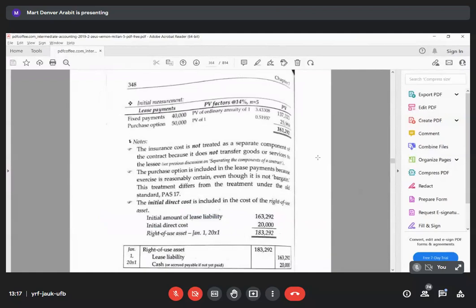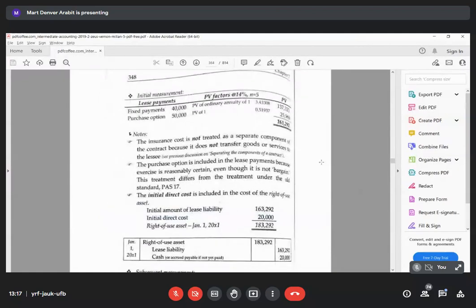So let's continue. So fixed payment, 40,000, which is the annual fixed payment. So kukuha natin yung present value niya at 14% for 5 periods, which present value niya is this one is given. And the purchase option also, yung present value niya at 14 at 5 periods. So again, ito yung present value niya. So the total present value of ROU and lease liability is this one. Before considering yung initial direct cost natin.